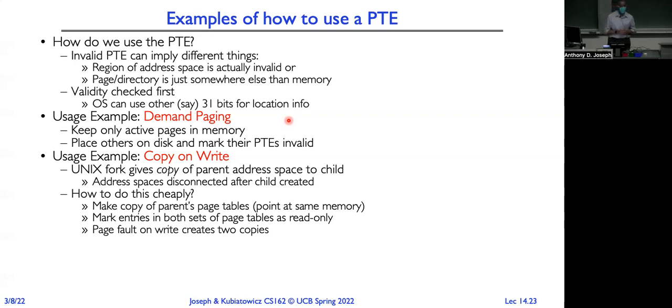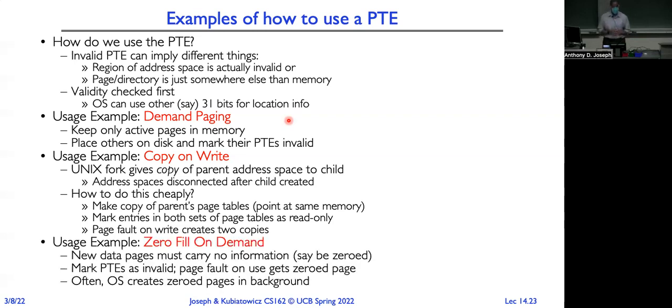Right, everybody follow that? That's how we make fork really fast. Okay. Another example is allocating memory.